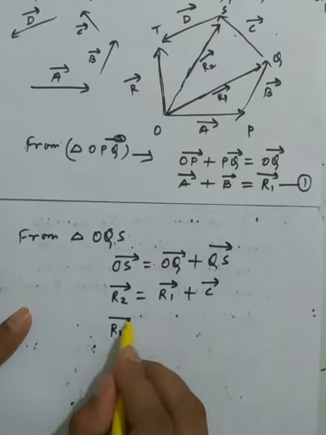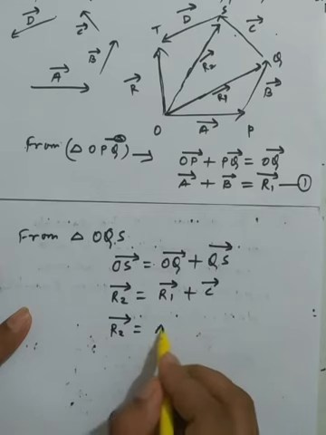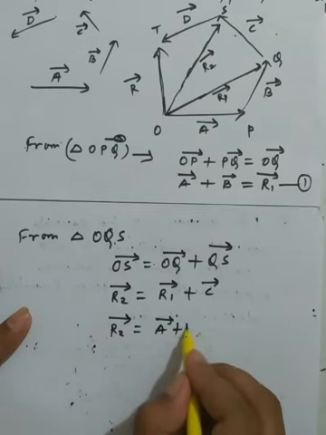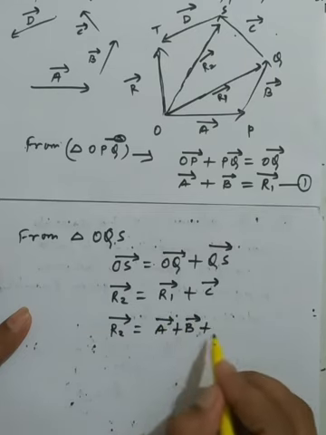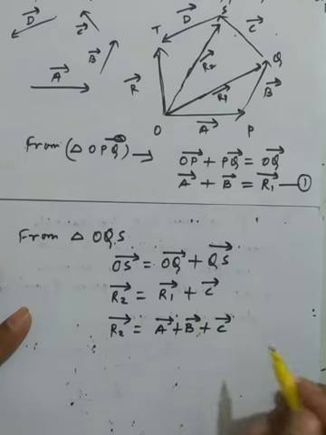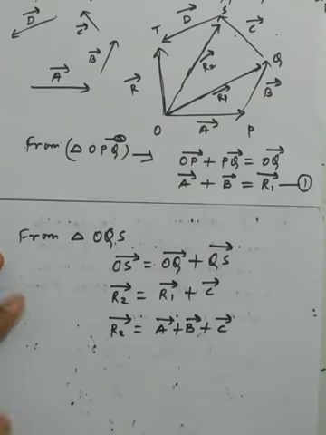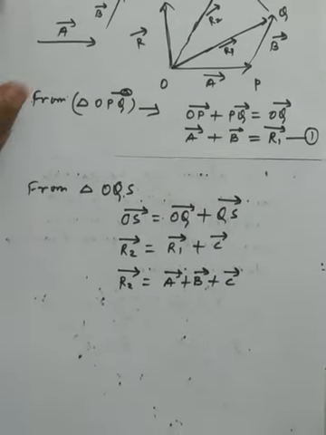So the R2 vector can be stated in terms of R1 as a combination of the vector A plus the vector B, and finally we also get the meaning of the vector C here. Okay, so this is one portion; now we have another portion.